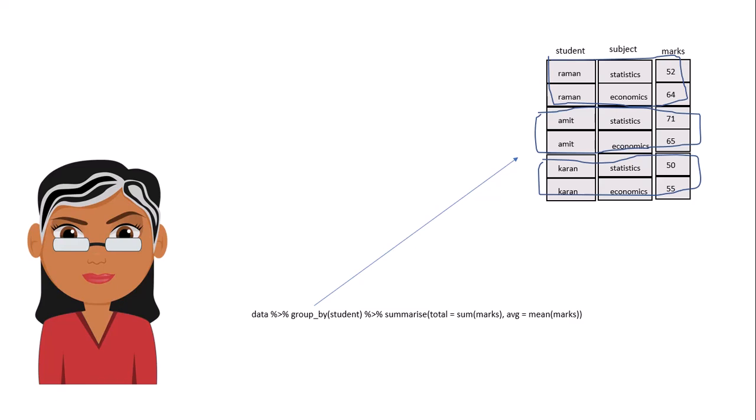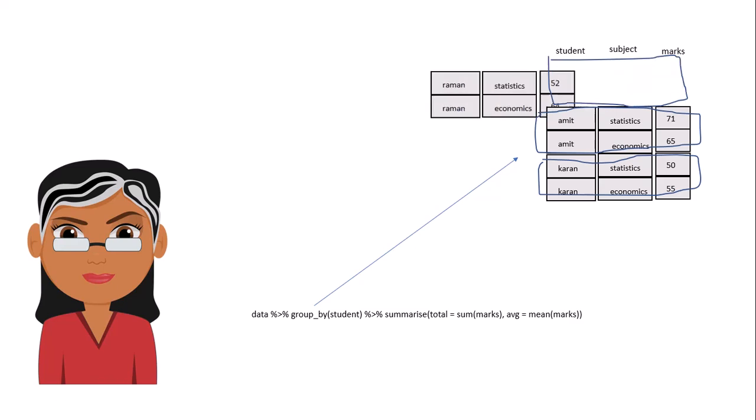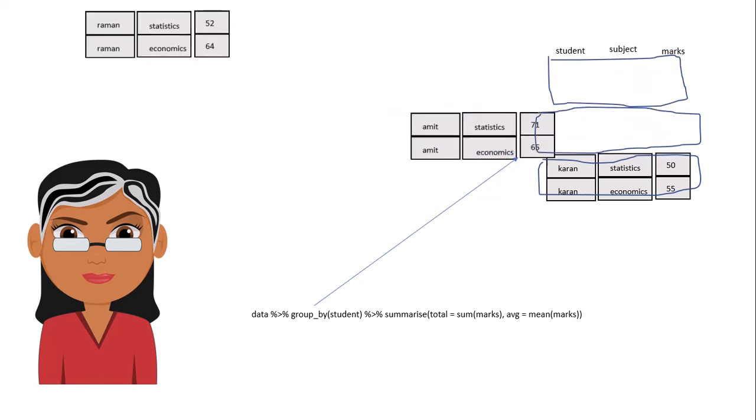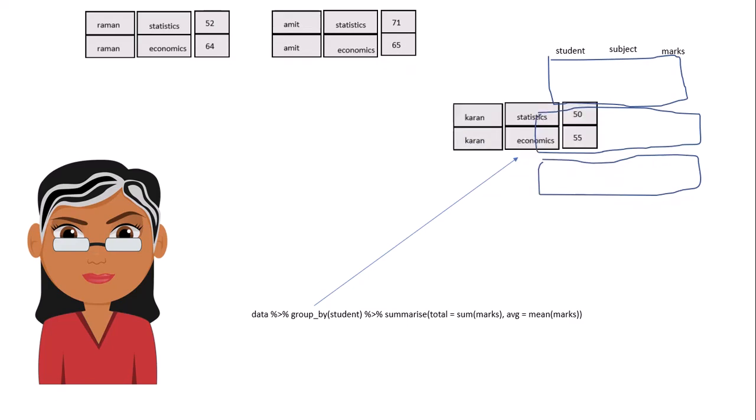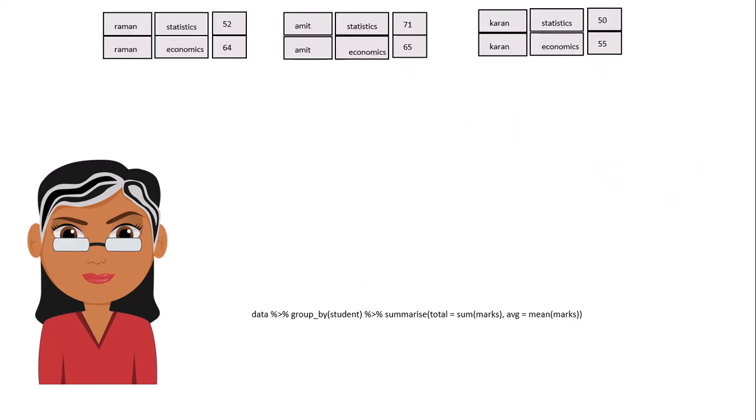Now you run this command, and it makes groups: Raman's group, Amit's group and Karan's group. Now I discuss the summarize function. In summarize, you create a variable total and you also make a variable average. When it runs, it calculates the average and total.